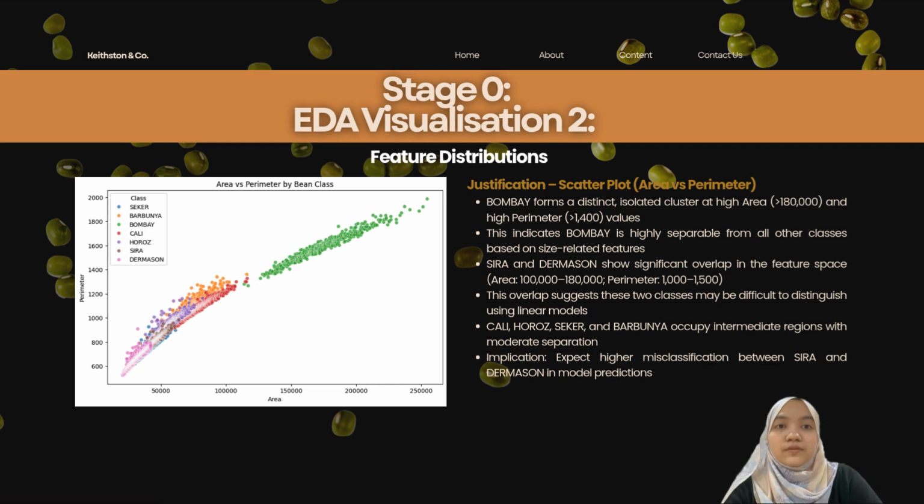However, we also observe significant overlap between Sira and the Dermason classes. This overlap indicates that these two classes may be more difficult for linear models to distinguish accurately. Other classes like Cali, Horoz, Seker, and Barbunya show moderate separation in feature space. This analysis helps us predict possible misclassification patterns before model training.